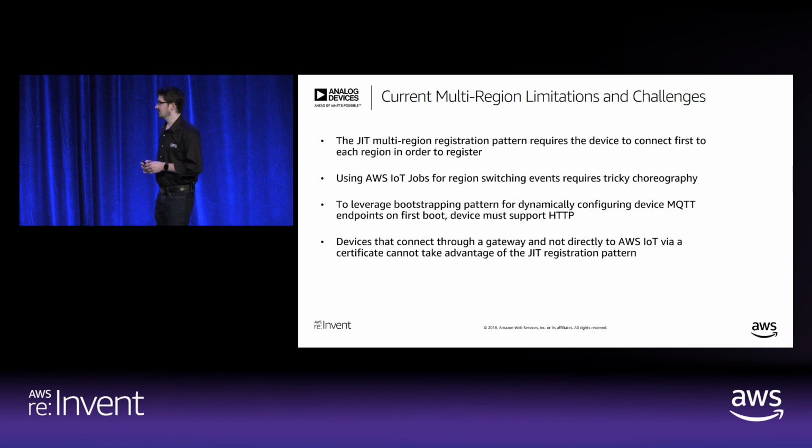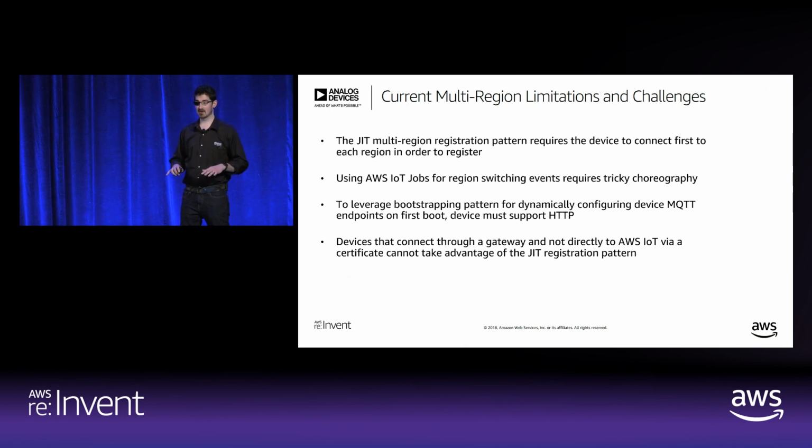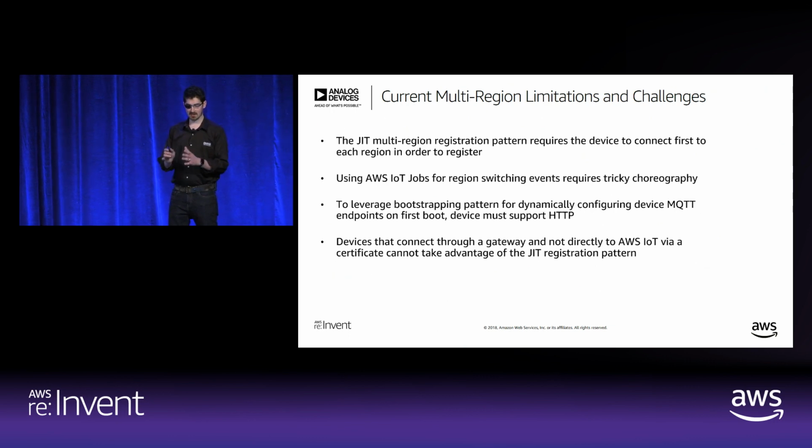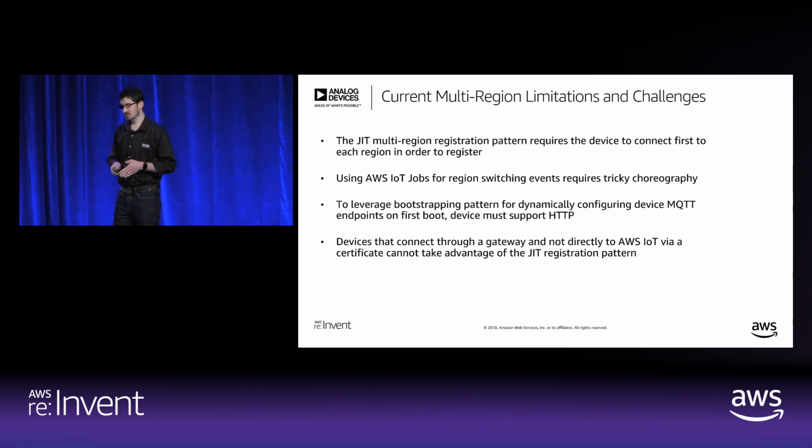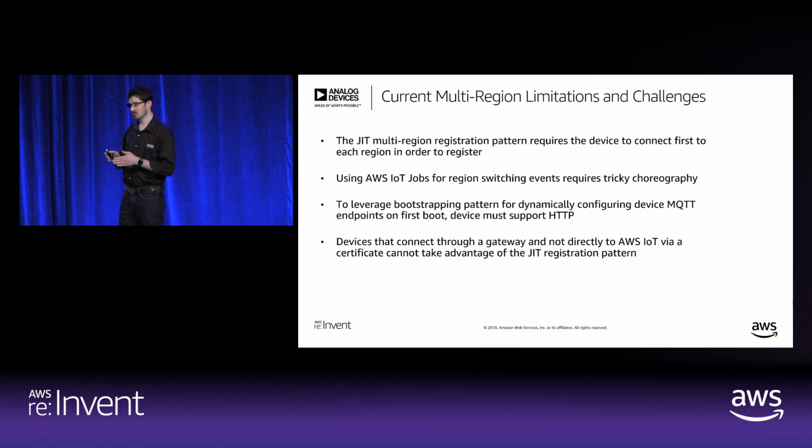Another interesting challenge is that devices that connect through a gateway, and not directly to AWS IoT via certificate, can't take advantage of the just-in-time registration pattern that I've been talking about. This is particularly applicable to topologies like our Argus M application, where we have a gateway device that connects to AWS IoT, but our edge nodes, the low-powered mesh networked edge nodes that I described, are not connected directly to IoT Core via certificate. The gateway is talking to AWS IoT on their behalf. And so in that case, those devices can't take advantage of just-in-time registration because they don't directly connect.